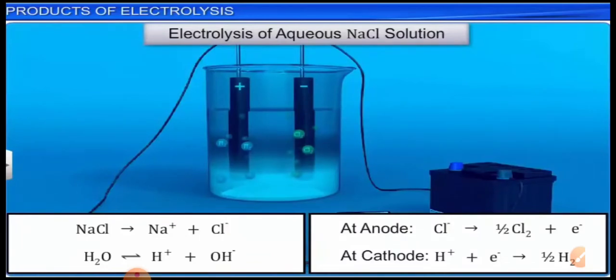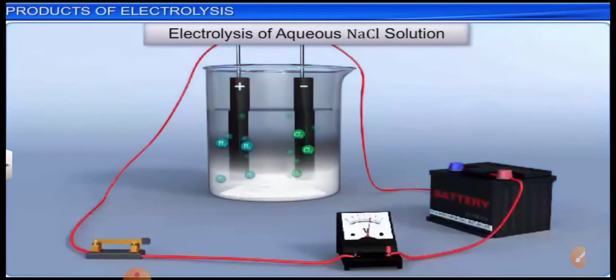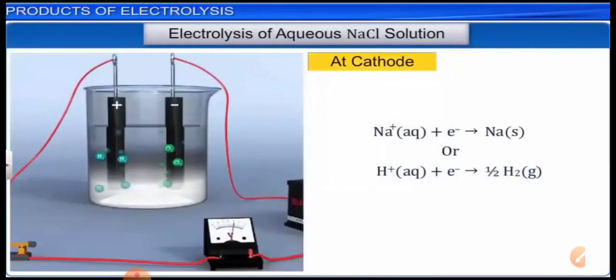Now the question arises: why do sodium ion and hydroxyl ion not react? This is because of their electrode potential. Sodium has a lower electrode potential, so it cannot be reduced. Let me make it very clear.